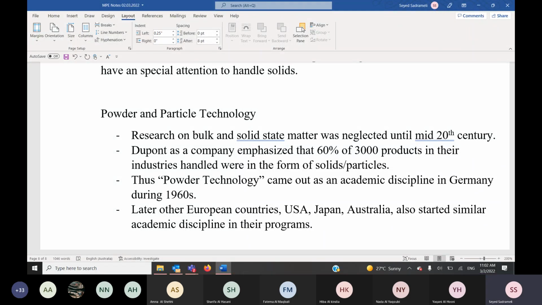Powder or particle technology is the branch of engineering dealing with the systematic study of particulate materials, both in dry or suspended form. So this is the definition for powder technology.